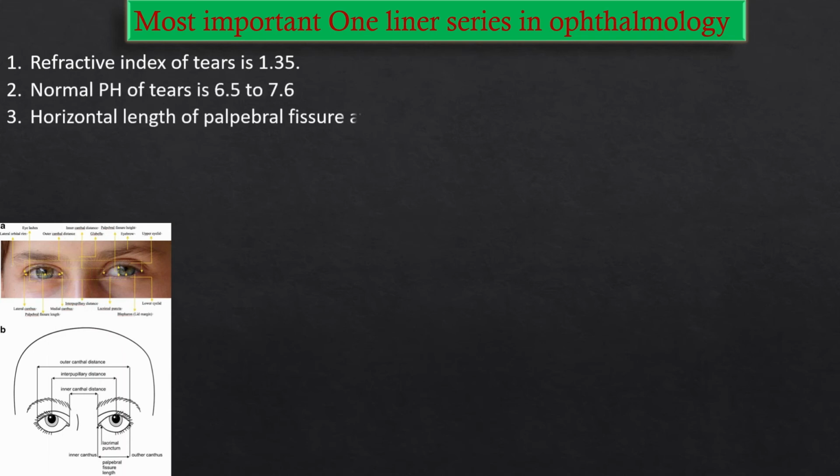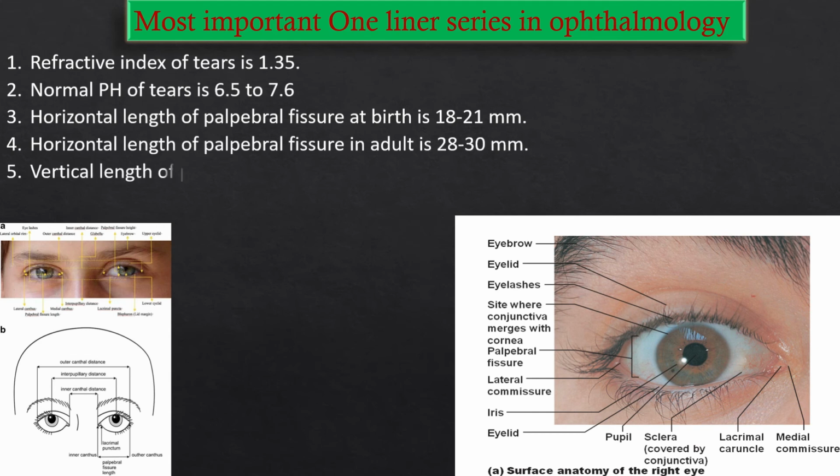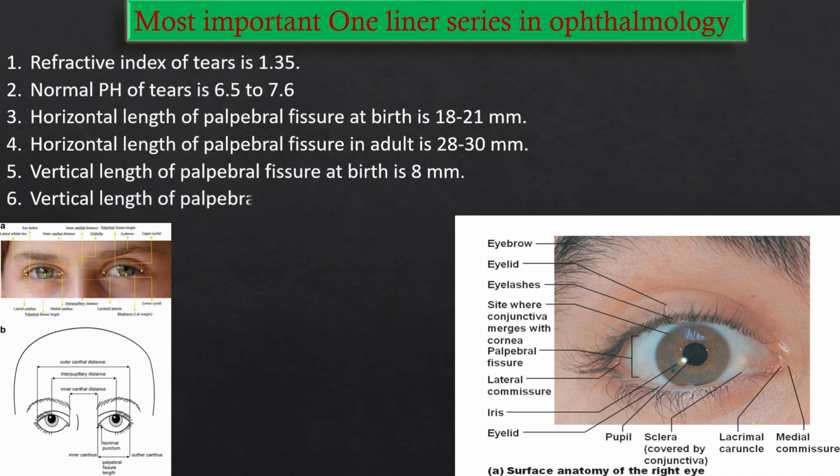Horizontal length of palpebral fissure at birth is 18 to 21 mm. Horizontal length of palpebral fissure in adult is 28 to 30 mm. Vertical length of palpebral fissure at birth is 8 mm. Vertical length of palpebral fissure in adult is 9 to 11 mm.